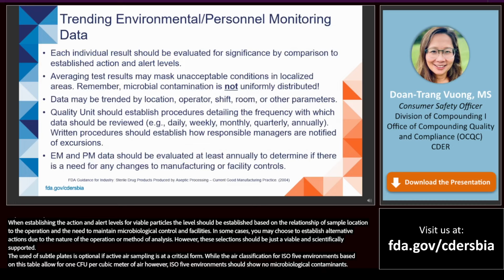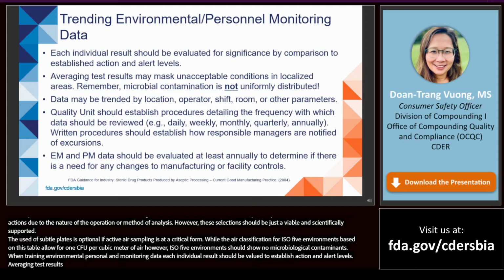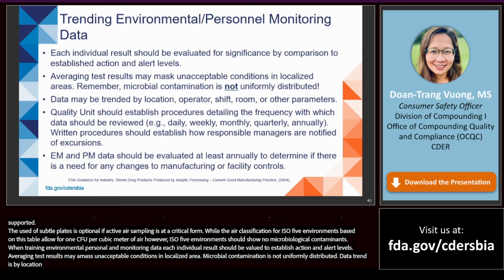When trending the environmental and personnel monitoring data, each individual result should be evaluated for significance by comparison to established action and alert levels. Averaging test results may mask unacceptable conditions in localized areas. Remember, microbial contamination is not uniformly distributed. Data may be trended by locations, operator, shift, rooms, or other parameters.